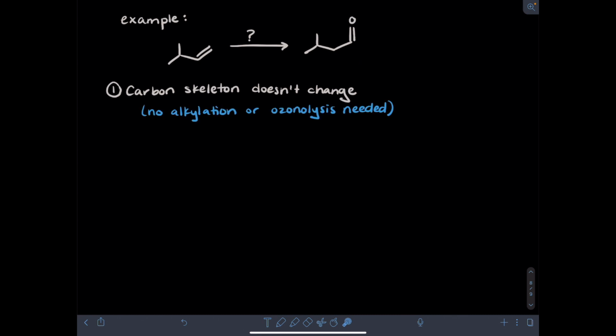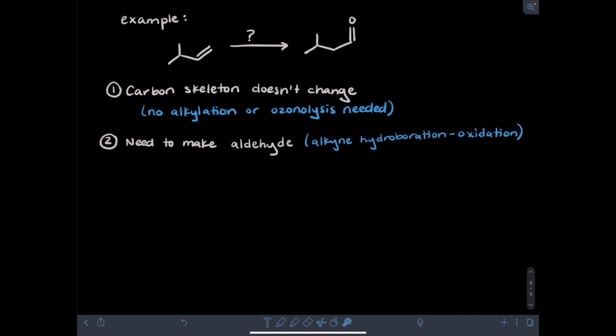What this indicates to me is that neither of my reactions that change the carbon skeleton are necessary. So I don't need alkylation of an alkyne or ozonolysis. A functional group present in the product that isn't there in the starting material is an aldehyde. And a method that we've learned for making aldehydes in a way that doesn't change the number of carbons present is hydroboration oxidation of alkynes. This gives an anti-Markovnikov addition to give a less substituted aldehyde product.